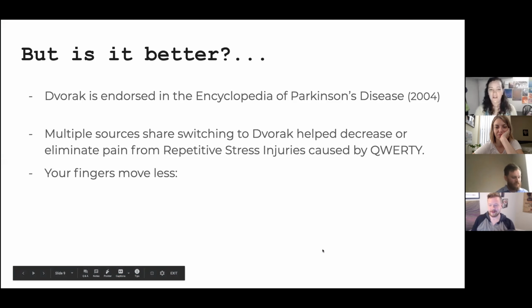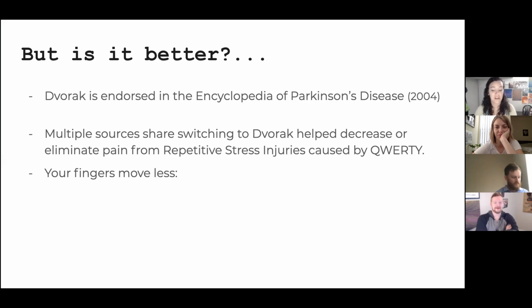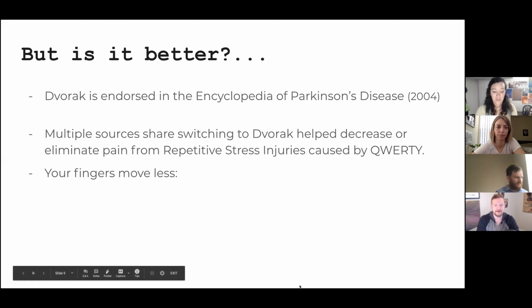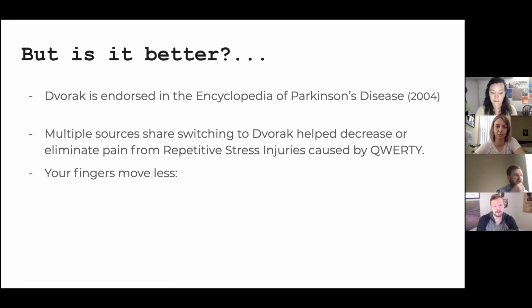So is it better? This is something that's been around long enough, people are interested enough, there's more studies that have been done on it. The Dvorak keyboard is endorsed by the Encyclopedia of Parkinson's Disease. They do say that it's easier for people who have limited movement in their hands, type with only one hand or type with one finger or a wand, to use the Dvorak keyboard.